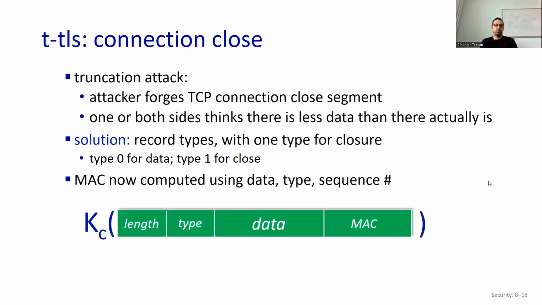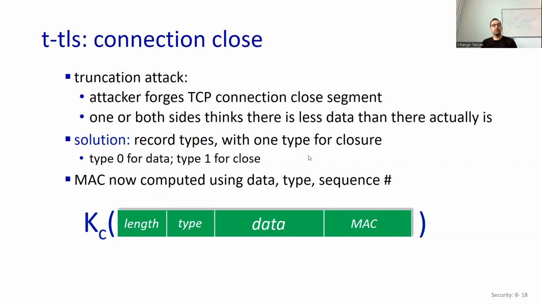Okay, so truncation attack: the attacker forges a TCP connection close segment. So this way, while you are still communicating, somebody forges a TCP connection close message. So the server actually cannot receive the remaining part of the TLS data, right? Because somebody claims that the connection is closed, so you believe it. One or both sides think there is less data than there actually is because of this attack.